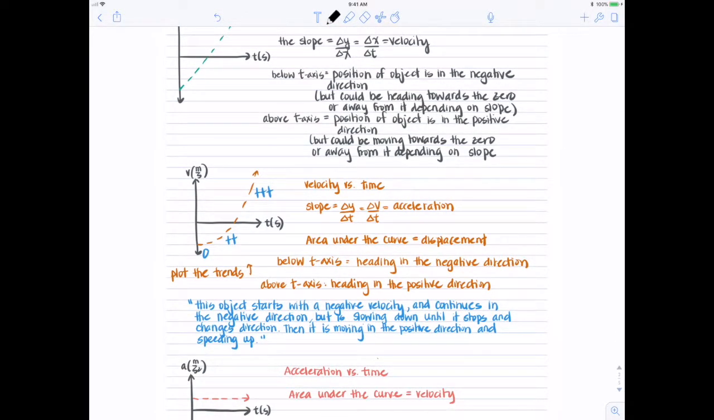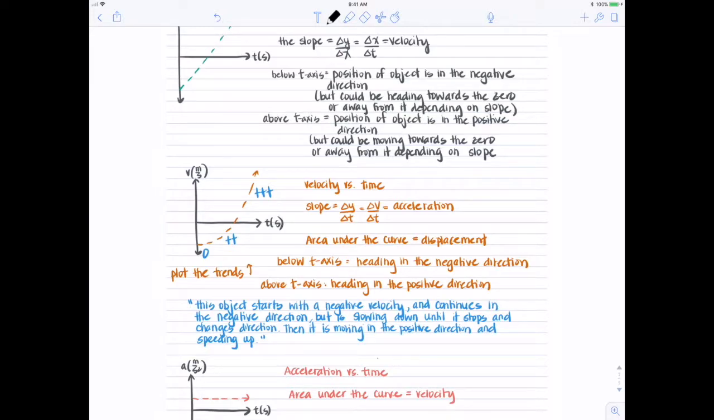Then we saw velocity versus time graphs where the slope of this graph was equal to the acceleration. The area under the curve of the velocity graph is equal to the displacement. And when you are below the t-axis, it means that you are heading in the negative direction. And when you are above the t-axis, you're heading in the positive direction.